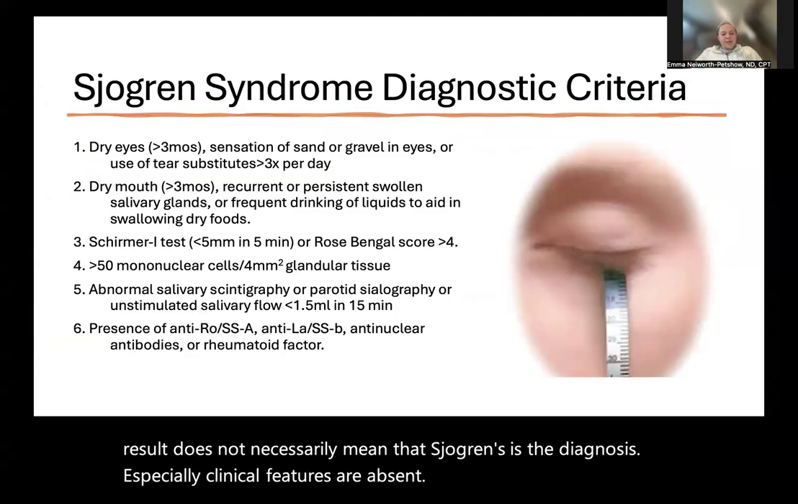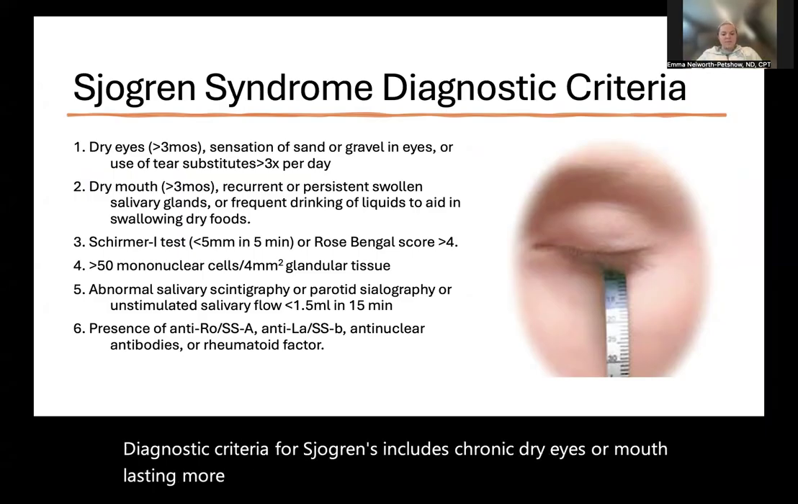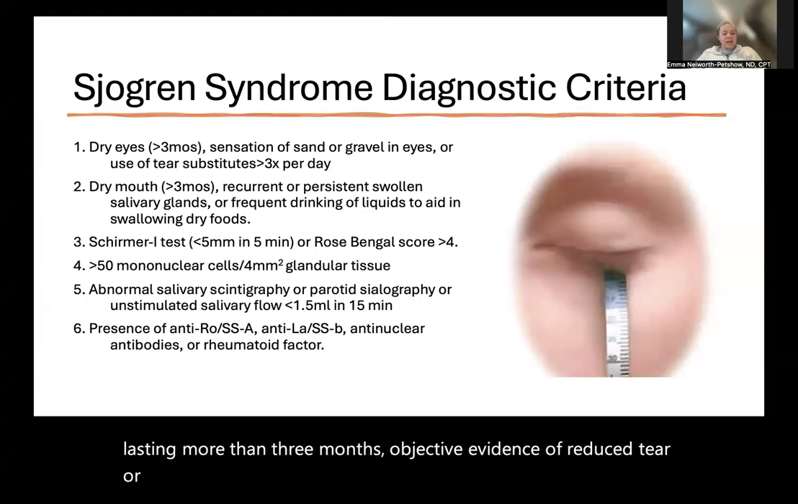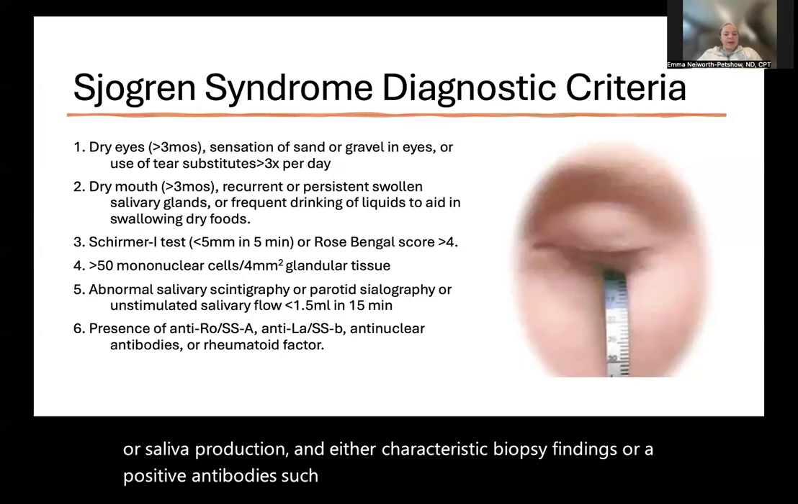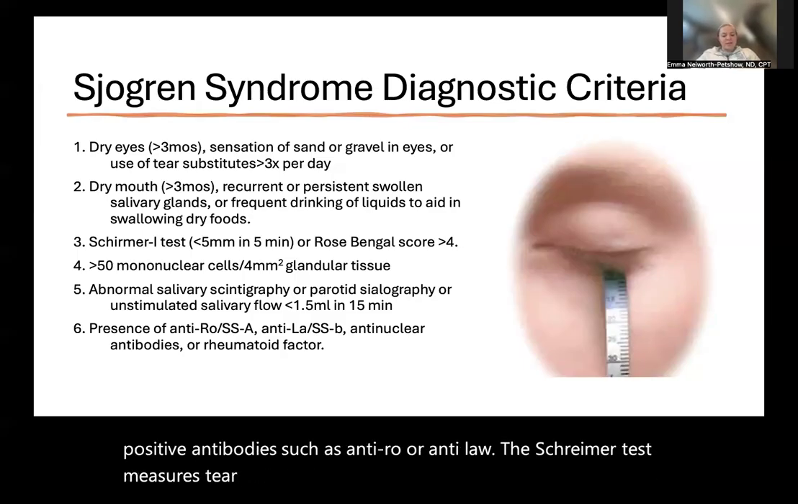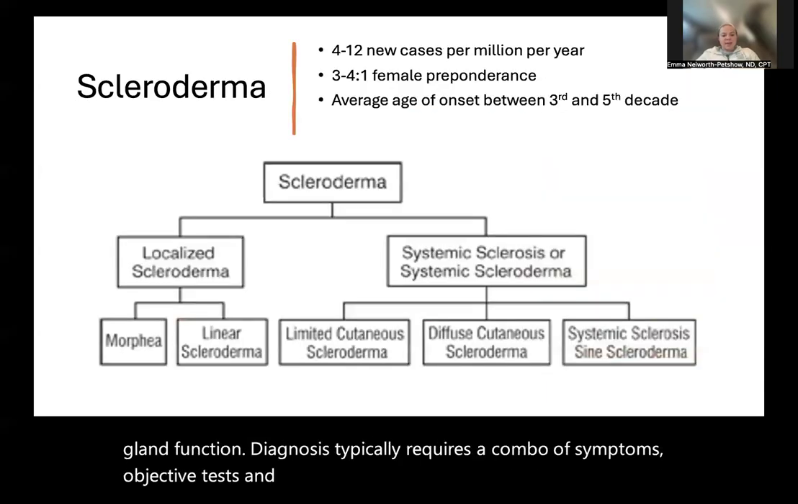Diagnostic criteria for Sjogren's includes chronic dry eyes or mouth lasting more than 3 months, objective evidence of reduced tear or saliva production, and either characteristic biopsy findings or positive antibodies, such as anti-Ro or anti-La. The Schirmer test measures tear production, while salivary flow and imaging assess gland function. Diagnosis typically requires a combo of symptoms, objective tests, and serology.